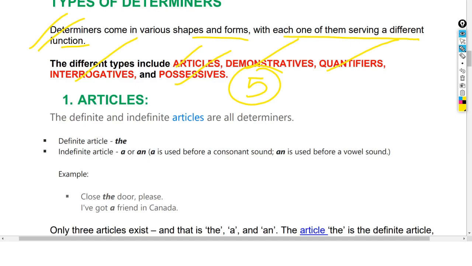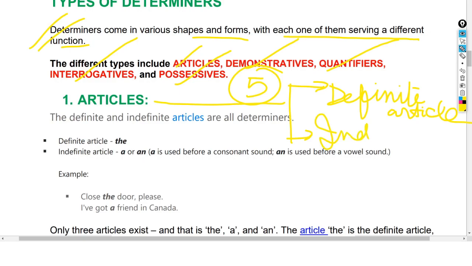So first let us come to the articles. There are 2 types of articles: one, the definite article, and the other, the indefinite article. Definite article means that it fixes, and indefinite means there is no fixity about it. Therefore, the definite article is only one, the, and the indefinite articles are two, a and an.